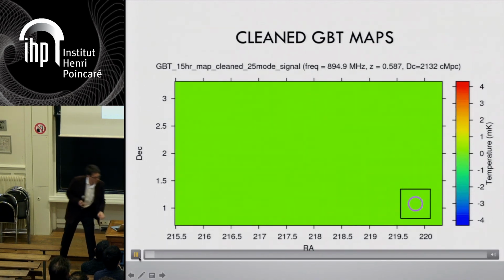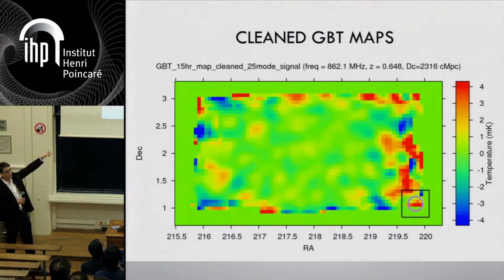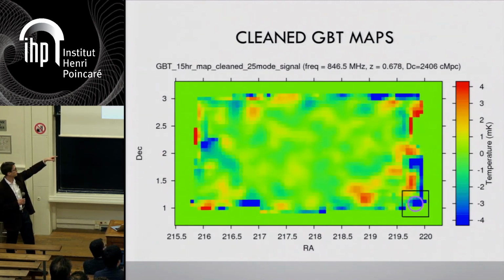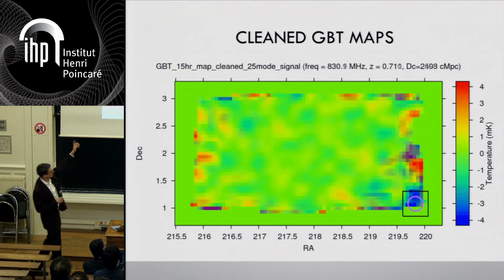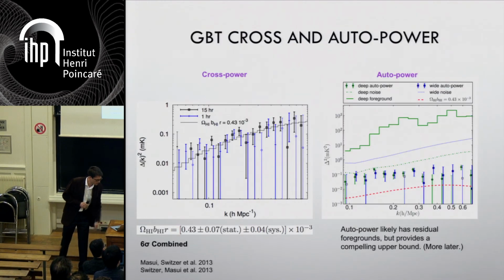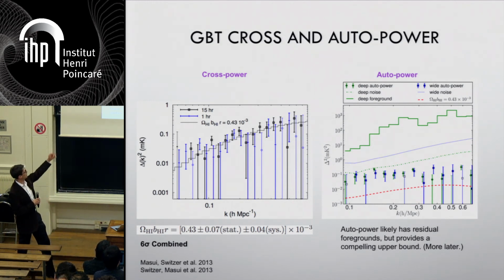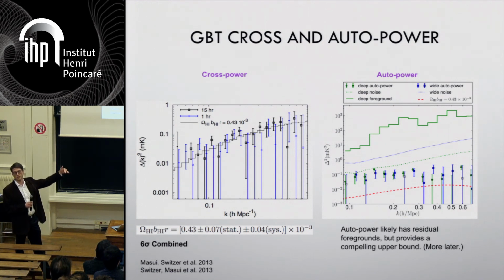So this is the map after removing 25 modes, and you can see that it's getting closer to the sort of 0.1 millikelvin regime, especially in the deeper part of the survey. The outside part has quite a bit of thermal noise. So this shows that the approach is promising, and with that, we are able to achieve a good detection of the cross power and an auto power that still shows some signs of additive bias from residual foregrounds.